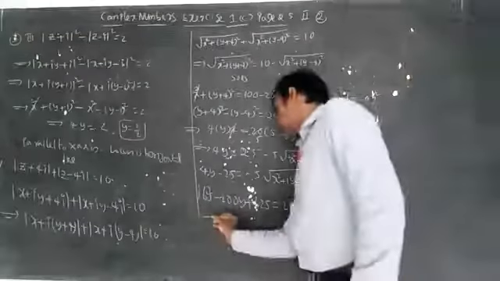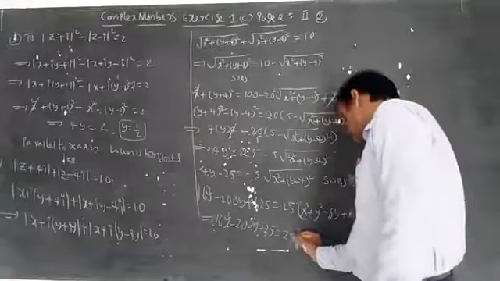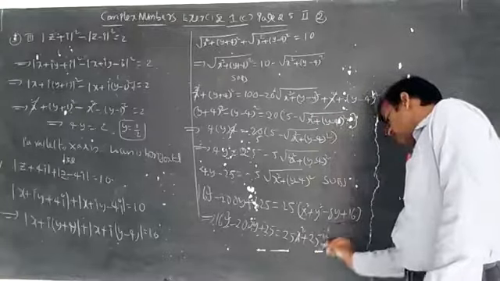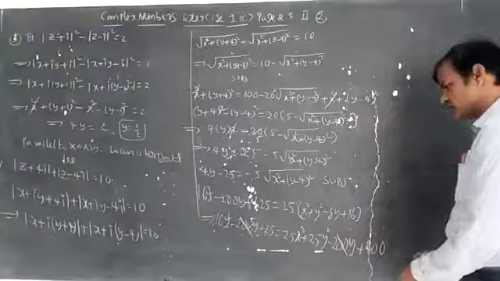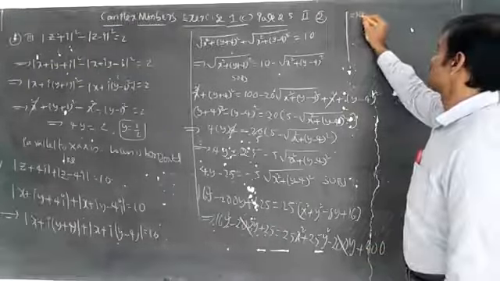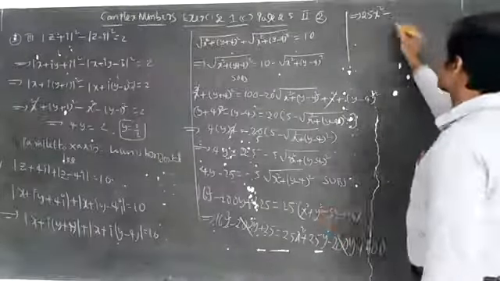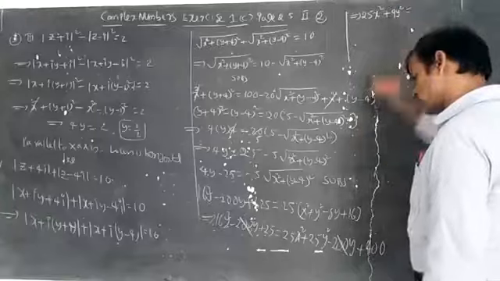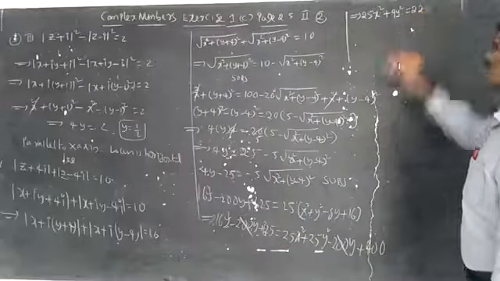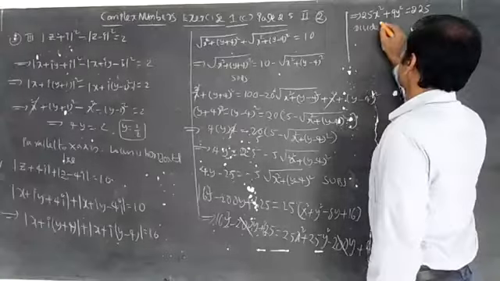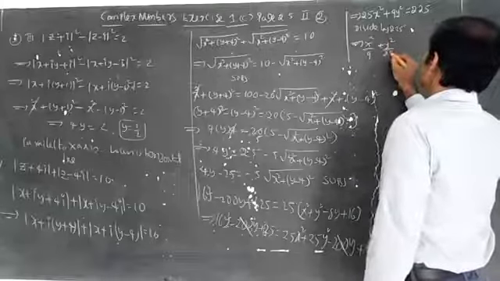By expanding, next step, 16y square minus 200y plus 625 is equal to, multiply with 25, 25x square plus 25y square minus 200y plus 400. Here minus 200y gets cancelled. 25x square plus 9y square is equal to 625 minus 400 gives 225. So divide by 225, it becomes x square by 9 plus y square by 25 equal to 1.